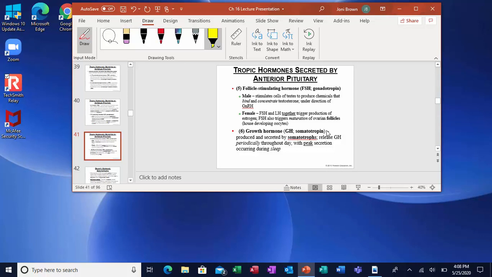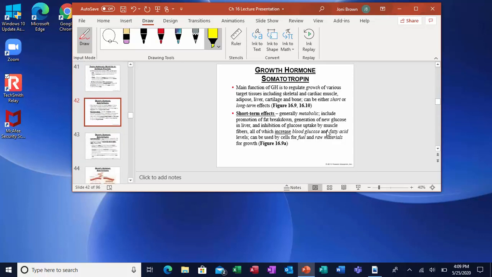And the last one, if the hypothalamus stimulates the anterior pituitary to release growth hormone or somatotropin, that will act on the thyroid gland. And you have peak secretion of your growth hormone from the thyroid gland during sleep, when you're asleep.